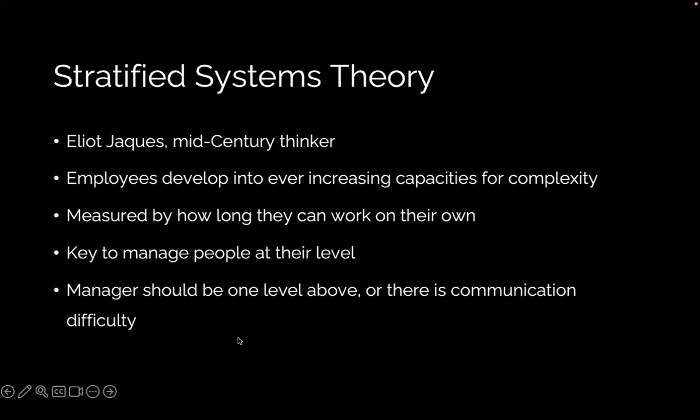So stratified systems theory came from a guy named Elliott Jaques, who incidentally came up with the term midlife crisis. He apparently was quite busy. One of the leading thinkers in the mid-century. He wasn't a great writer, which is why you don't hear about him as much, unlike Drucker, who was both a great writer and a good thinker. His point was employees develop over time into ever-increasing capacities for complexity and very often top out somewhere. And a way of thinking about that is how long they can work on their own.